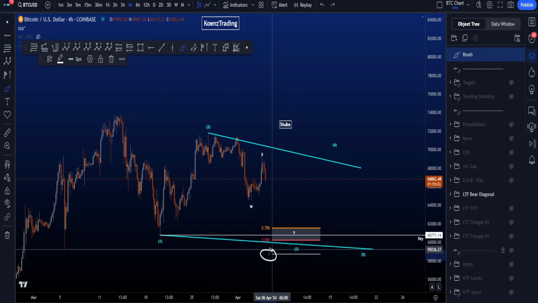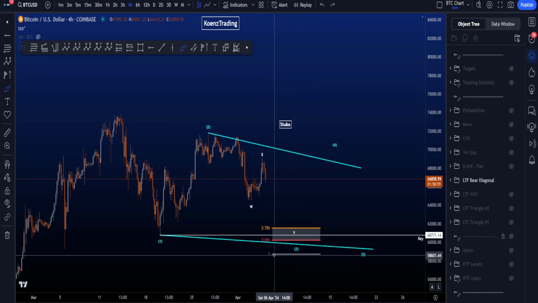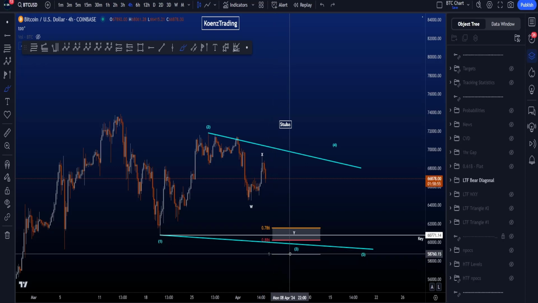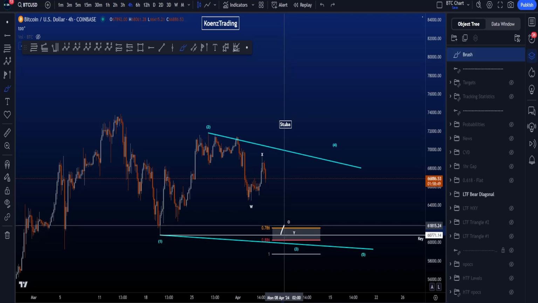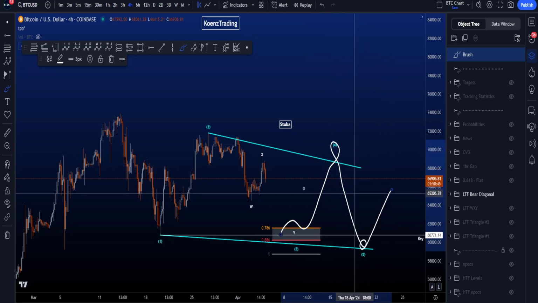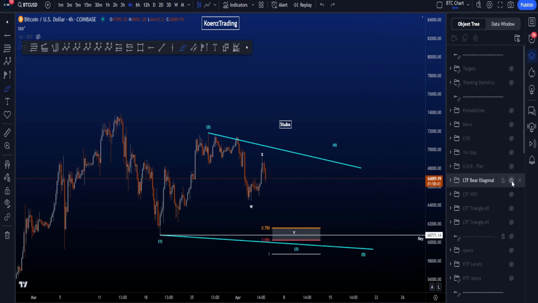So when the 1-to-1 is hit, it's not necessarily a hard invalidation, but it does significantly reduce the probabilities for this particular diagonal. The 1-to-1 is sitting at 58.7k, and after wave 3 we want to see a zigzag up in 4, finally another 5, and then eventually we are going to be looking for a little bit of a bounce towards the upside.